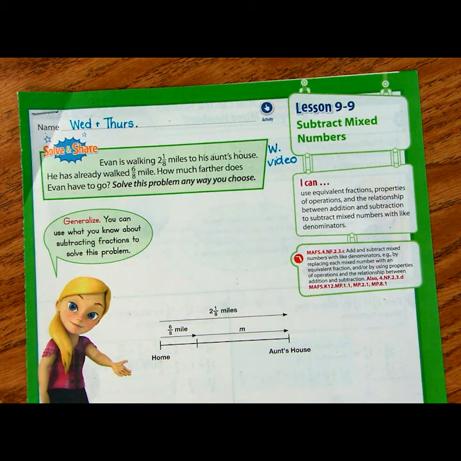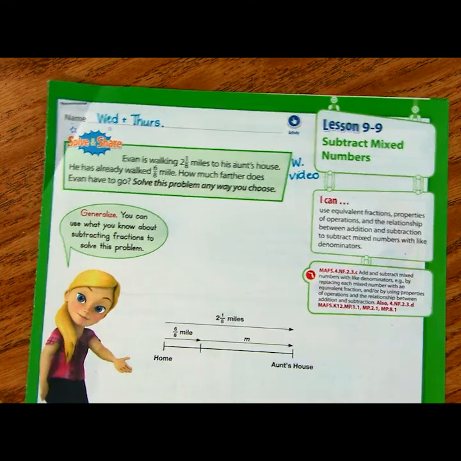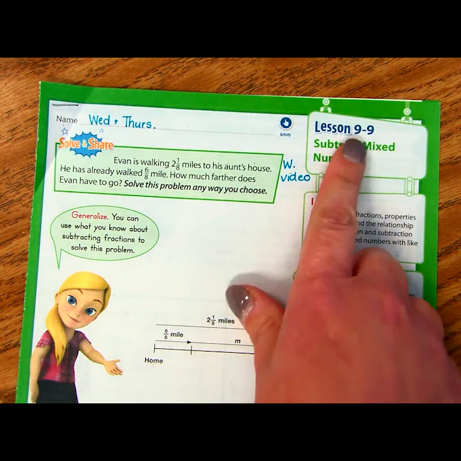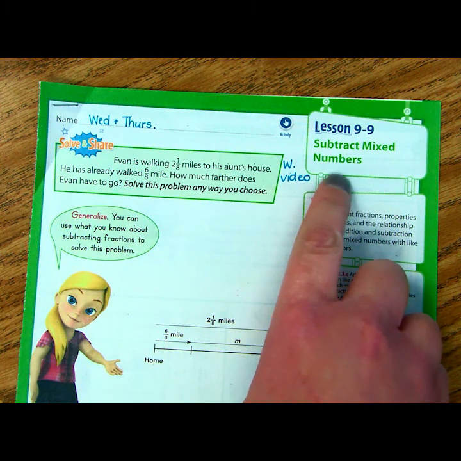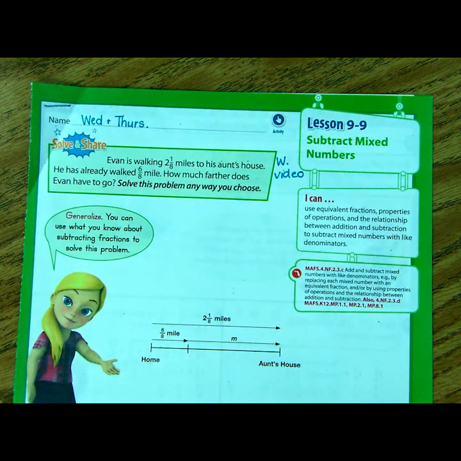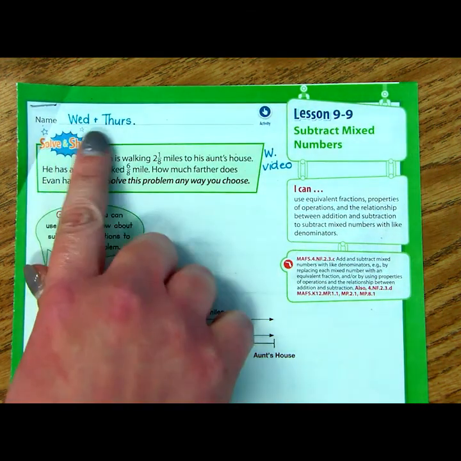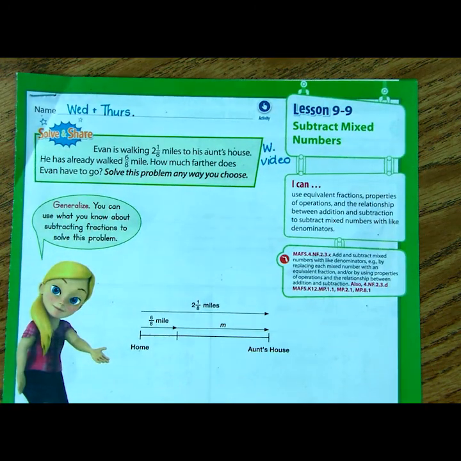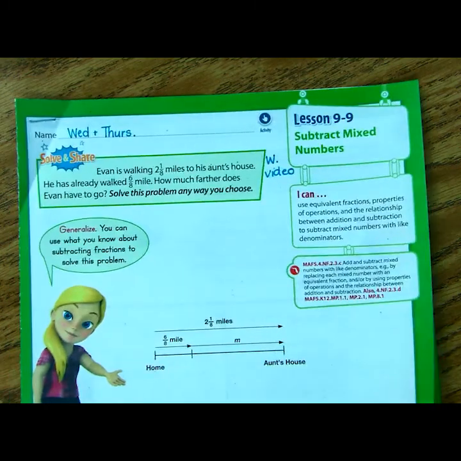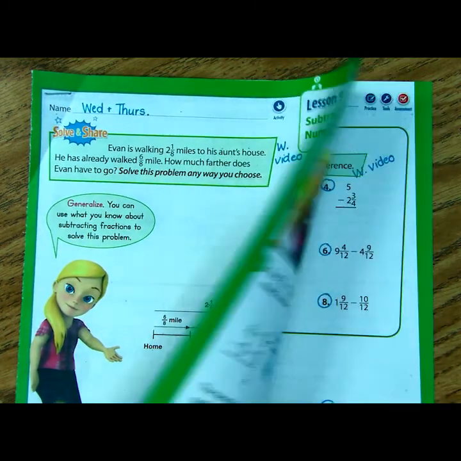Right, so we are back, and the last 2 days we've worked on adding mixed numbers, and you can see right here, lesson 9.9, we're going to start on subtracting mixed numbers. So kind of following that same pattern that we did the week prior, now we're going to spend 2 days on subtraction. You can see here Wednesday and Thursday, so just like the last 2 days, we're going to be using these same pages from this lesson. We're just breaking apart one lesson into 2 days.